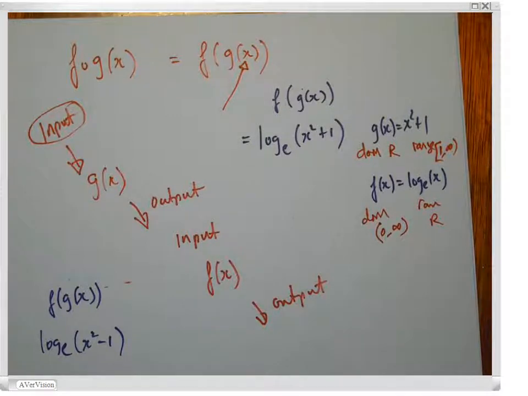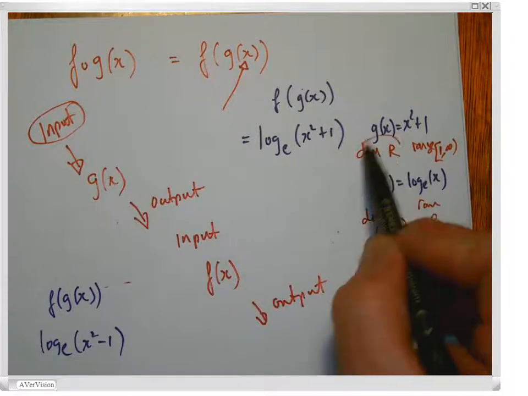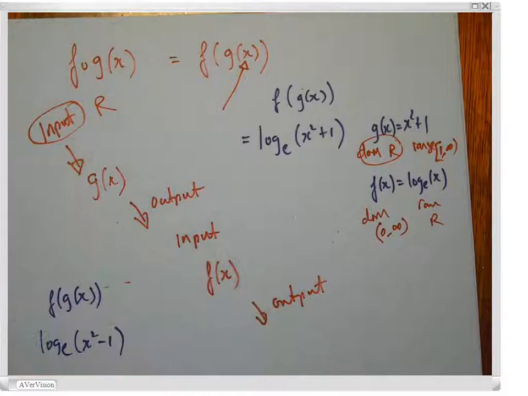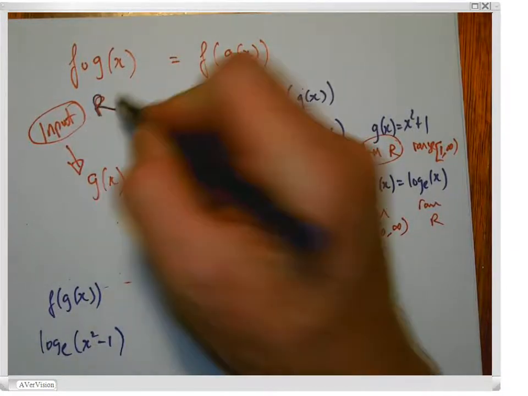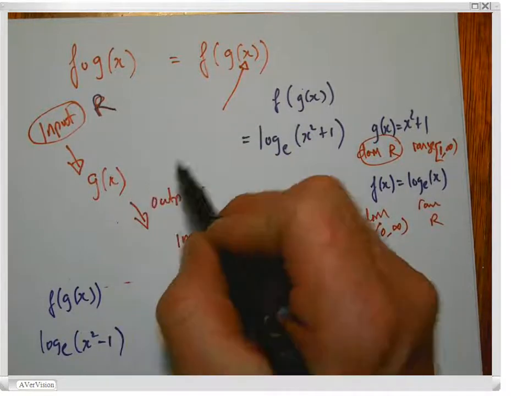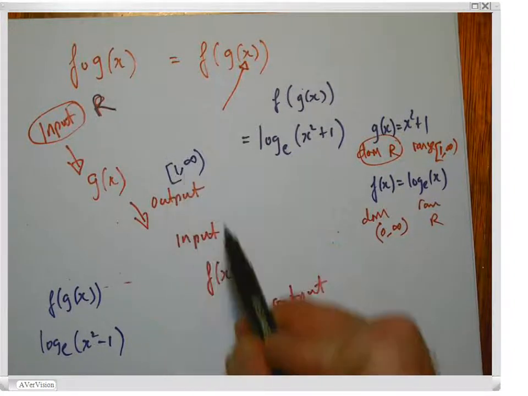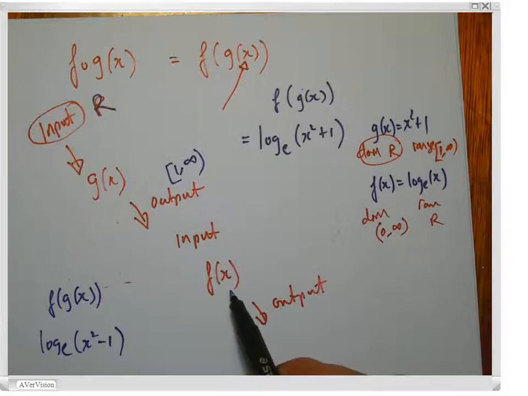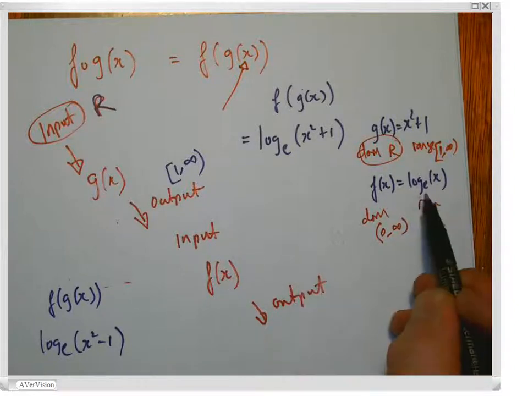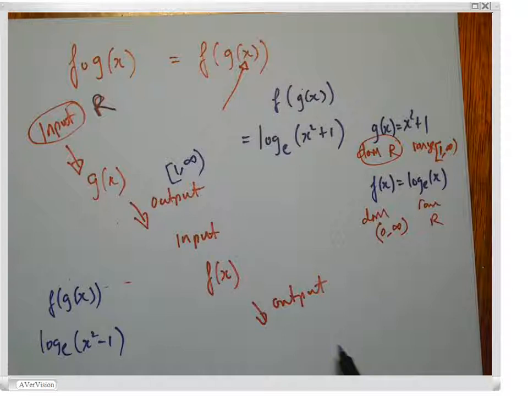Okay, it goes through g first, so what's going to go in is all real numbers. I might do it in a different colour. All real numbers will go in through x squared plus 1 and give you an output of the numbers 1 to infinity. That then becomes the input that goes in through f of x, and it needs to go in through log base e of x. The domain is bigger than that range, so it will fit through, and the output will come out, but the output won't be all real numbers because the only numbers that are going in are 1 to infinity.